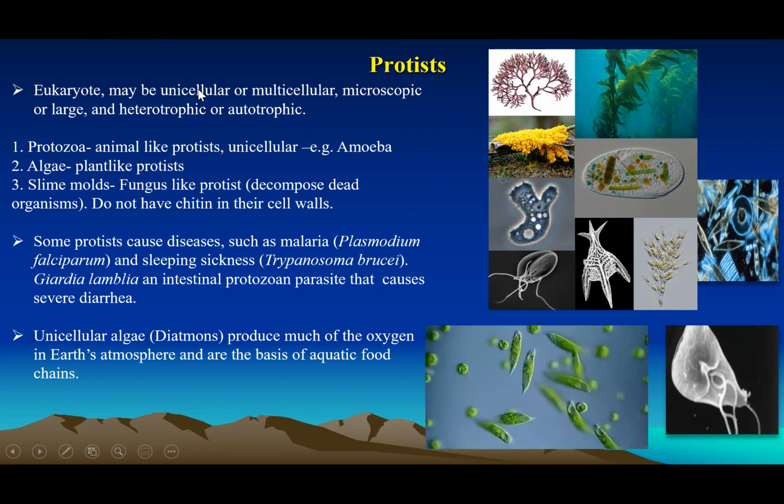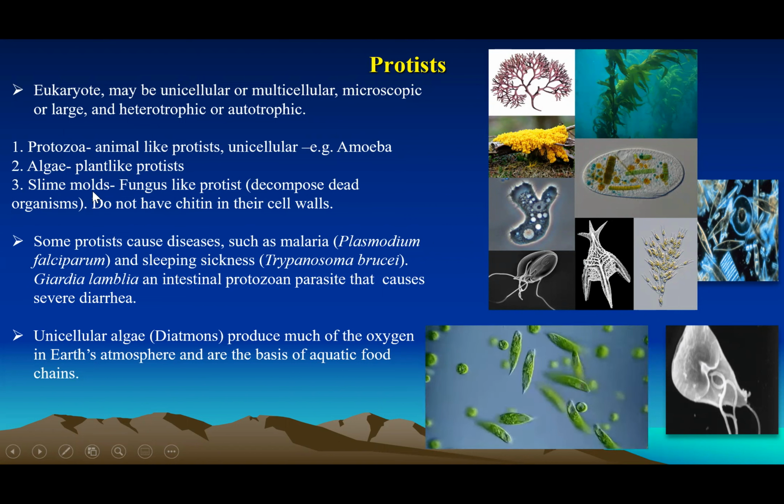They can either be heterotrophic or autotrophic. So sometimes if they don't have chlorophyll, they have to eat food to get the energy. Sometimes they can make their own energy. So it's broadly classified like animal-like protist or plant-like protist or fungus-like protist. A good example for animal-like protist, they're called protozoans, is amoeba. Plant-like protist would be algae.